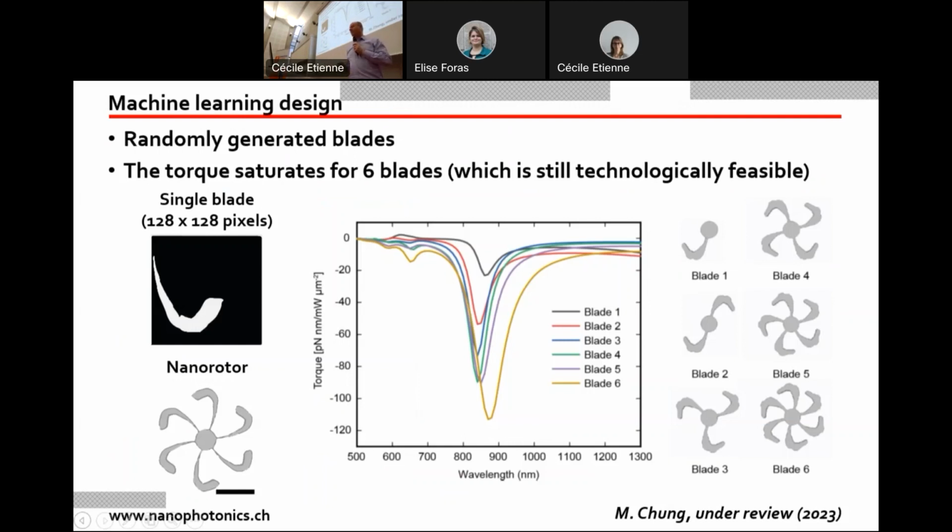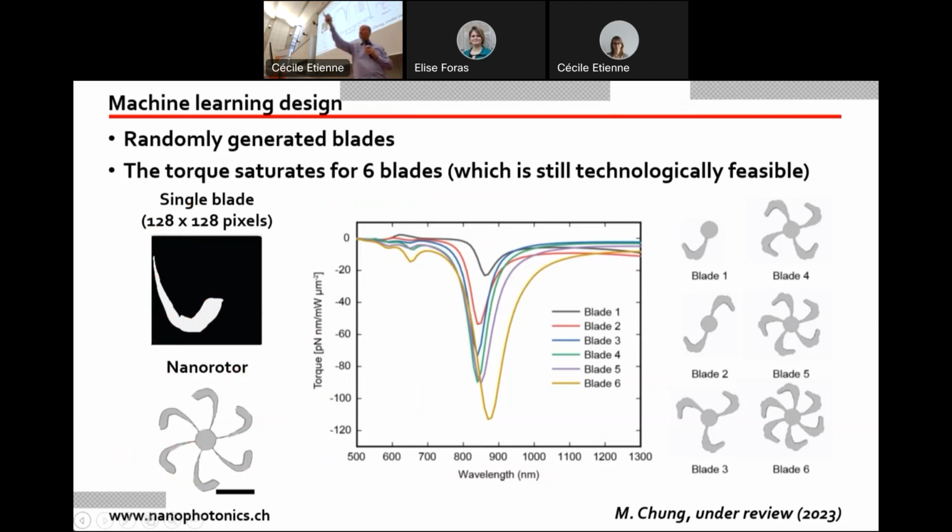We wanted to fabricate this little plasmonic rotor, which has a given shape. And for that, we basically used images of just one blade. You see, it's made out of 6 blades. We used just one blade and made images of these blades. And the idea was, can the deep learning propose shapes that would have a very high torque?